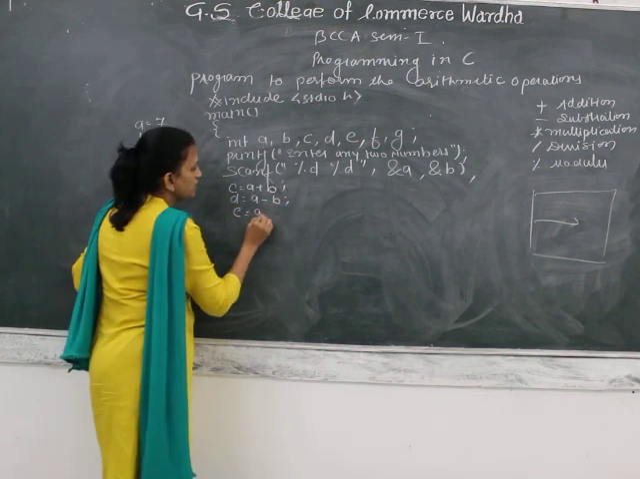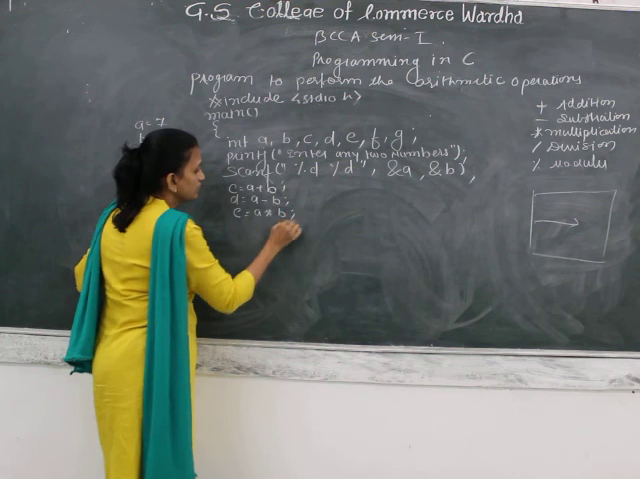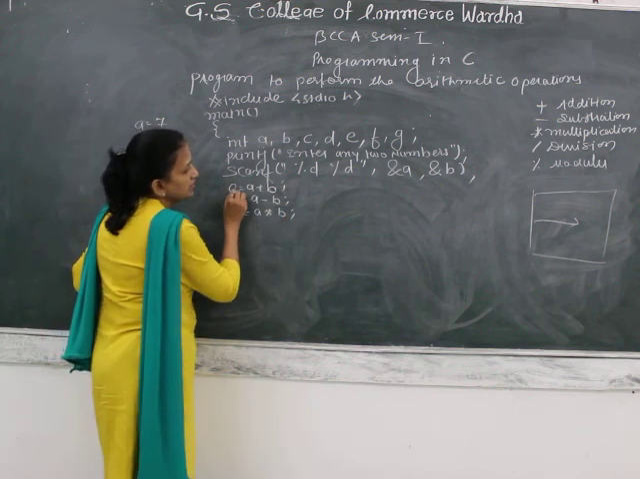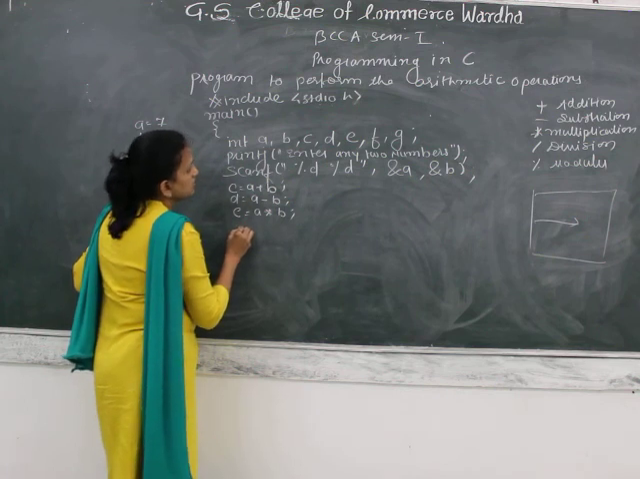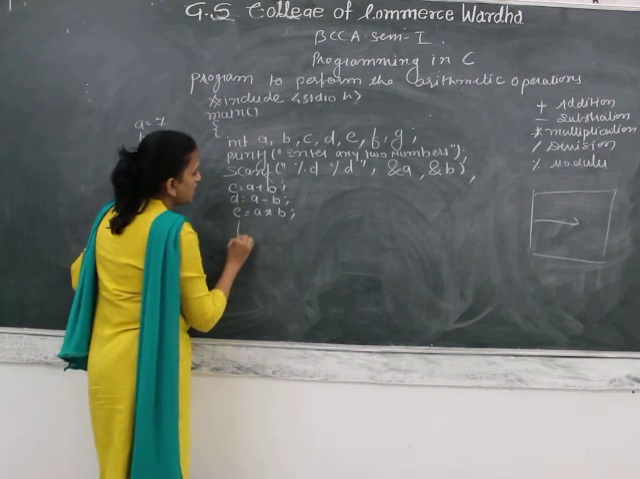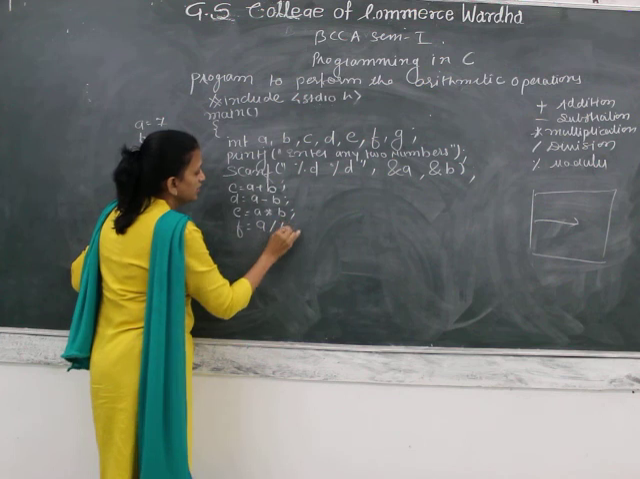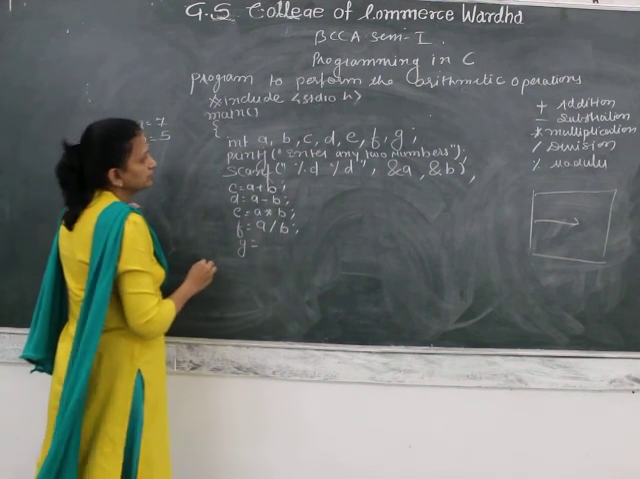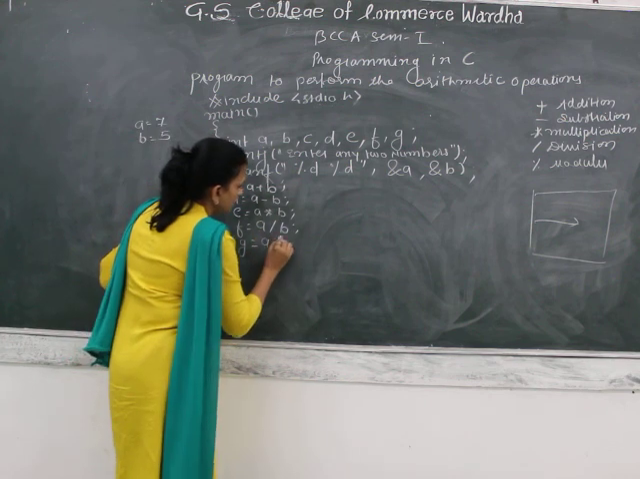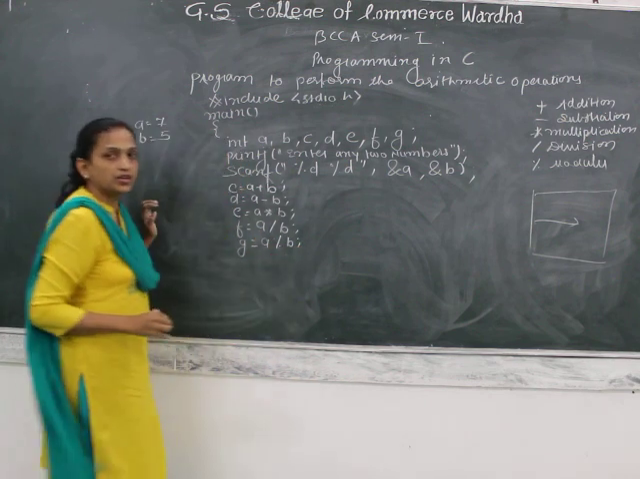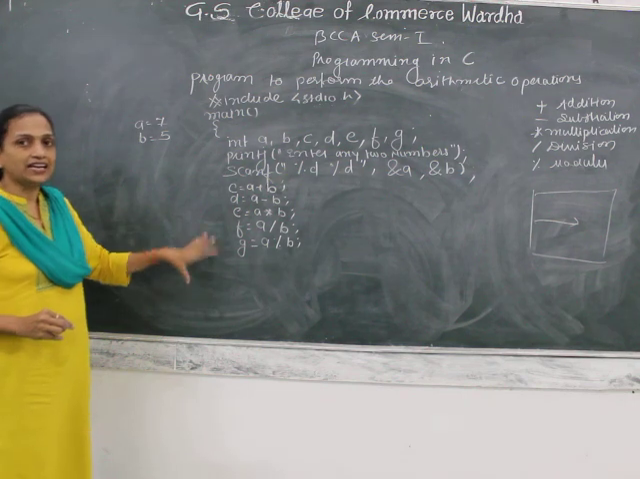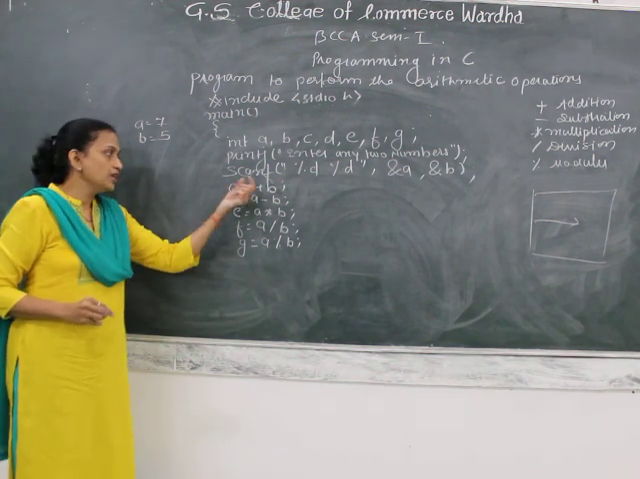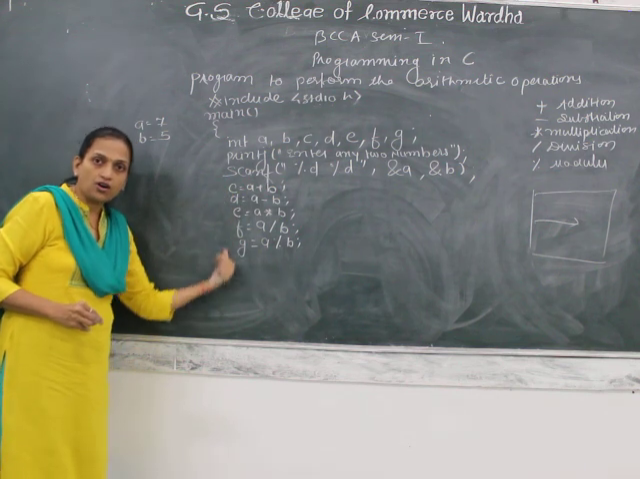E equals A multiplied by B, then multiplied by B. Then C, D, E. F is for A divided by B and G is for A mod B. Okay, so what exactly is the value stored in all these variables?